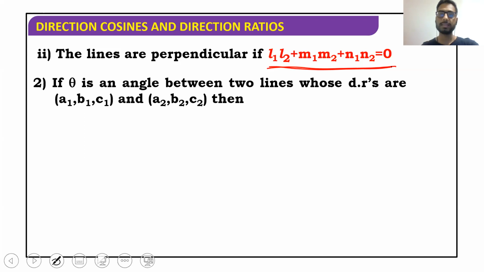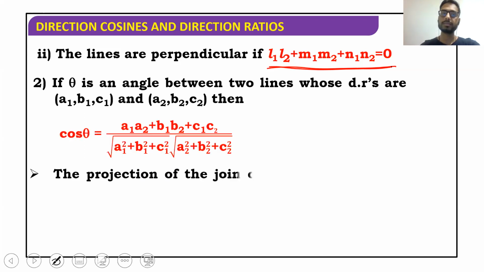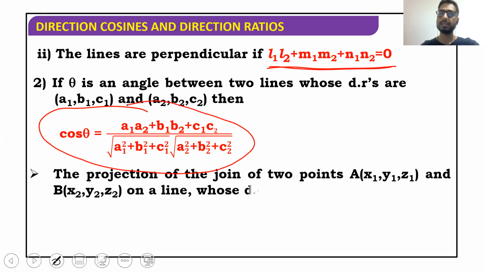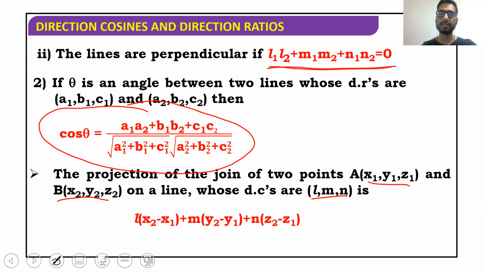If I have my direction ratios, then I can get the angle by using this formula: A1 A2 plus B1 B2 plus C1 C2 upon under root of A1 square plus B1 square plus C1 square, multiplied with, for the second direction ratios, under root of A2 square plus B2 square plus C2 square. You have to find the projection of these 2 points on a line. So we can also get projection directly by using the formula L into x2 minus x1, M into y2 minus y1 plus N into z2 minus z1.